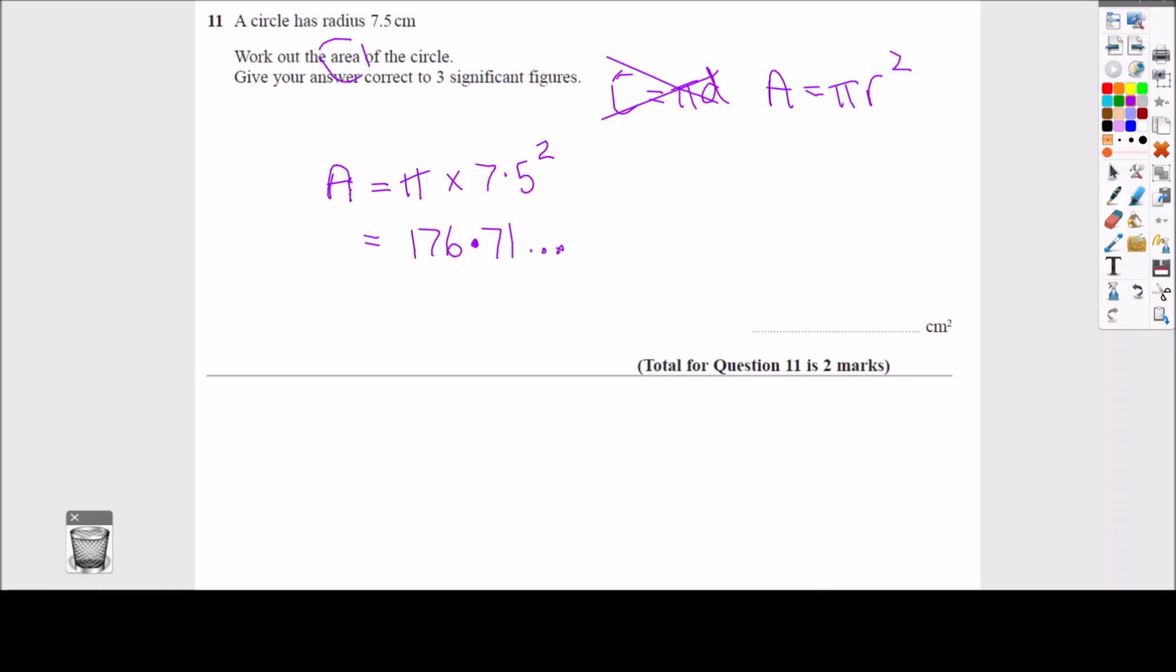Now we're being asked to give your answer correct to 3 significant figures. Now be careful, that is not 3 decimal places. That is not 3 numbers after the decimal point. It is just 3 numbers in total. So the 1, the 7, and possibly the 6, or do we round it up? Yes, we do round it up because the next one is 5 or above. So our final answer is going to be 177.